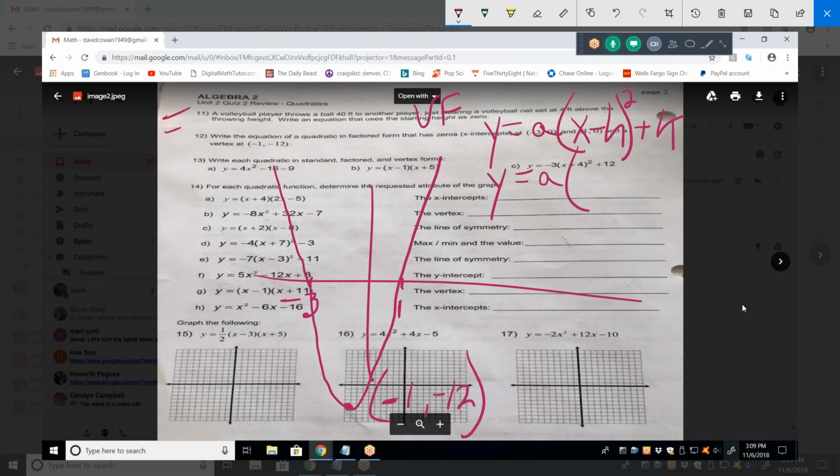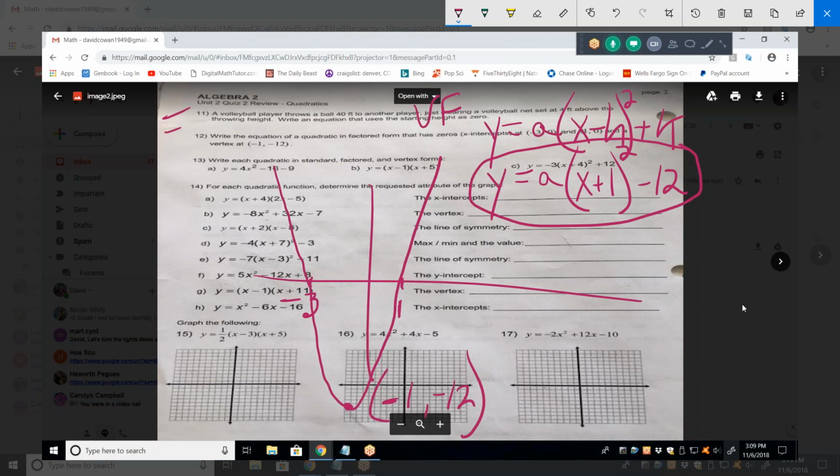Well, but what does that translate to? What does -1 translate to in terms of x minus h? X plus 1, exactly. And the -12 is still that. So that's the equation of the motion, but I don't know what A is.